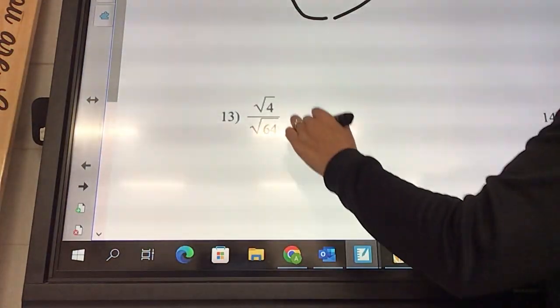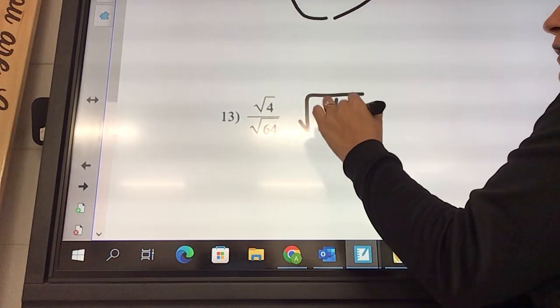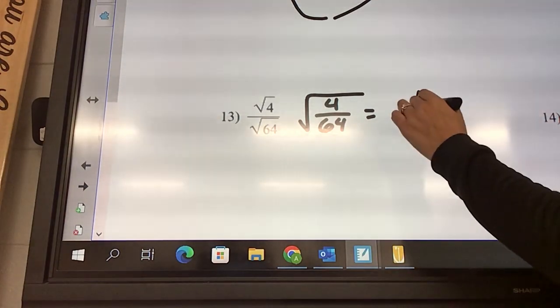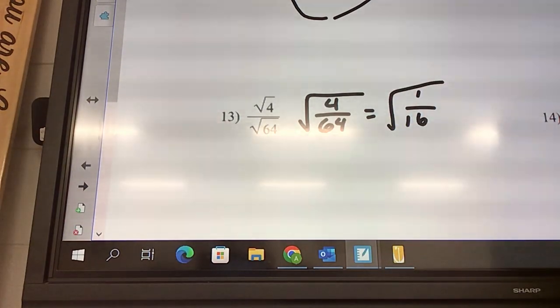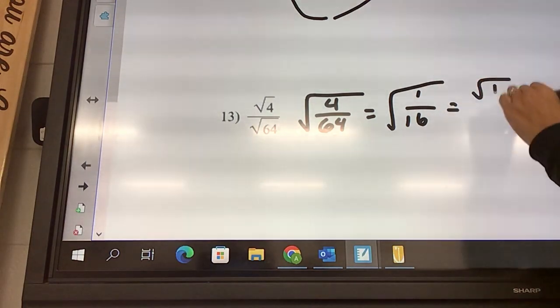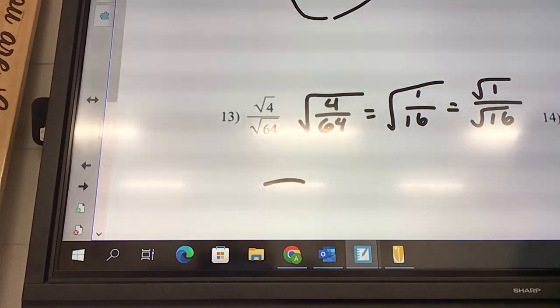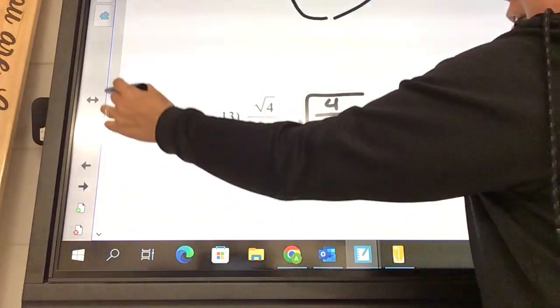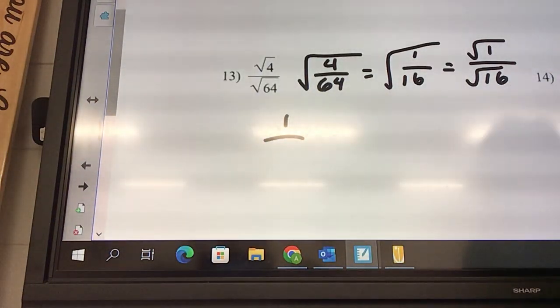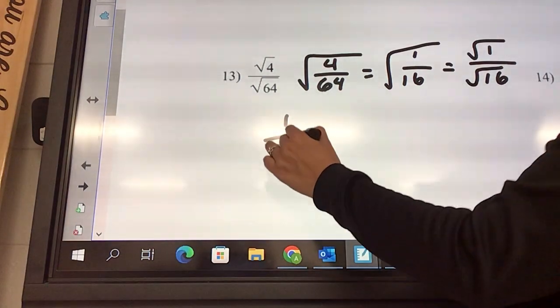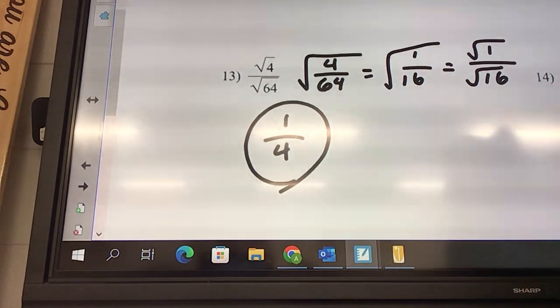What about 4 over 64? Does that simplify? 1 over 16. Does somebody agree with that? Yes. So we can rewrite this as the square root of 1 over the square root of 16. What is the square root of 1? 1. What is the square root of 16? You can type square roots in on a calculator. It's 4. So the simplified version is going to be 1/4.